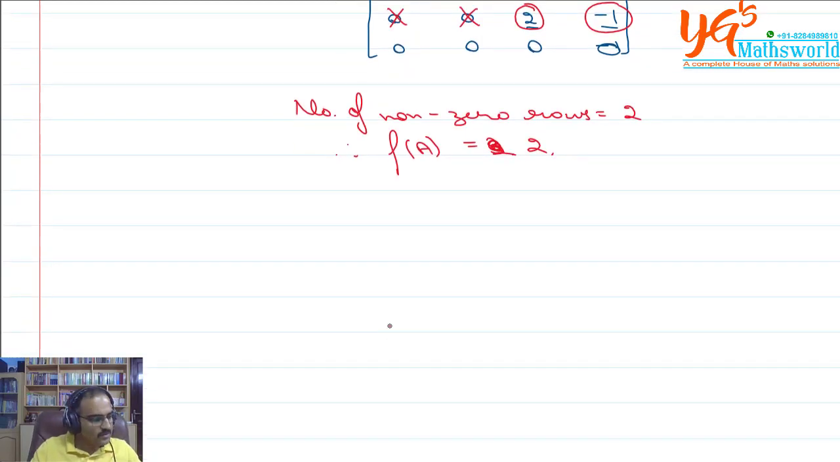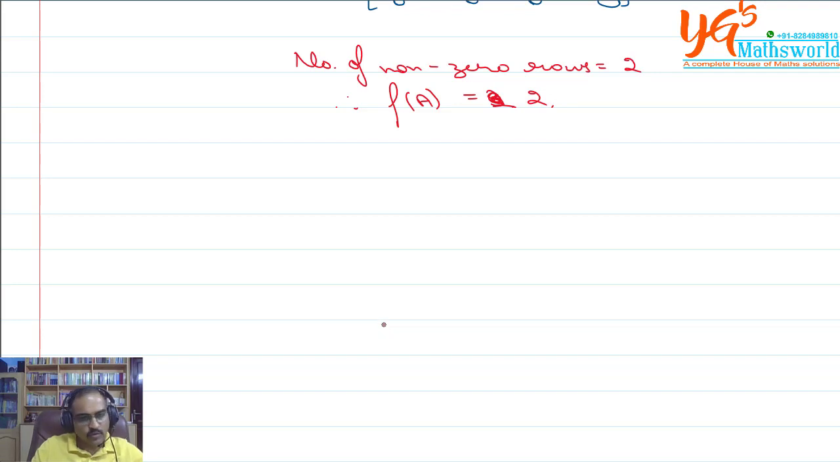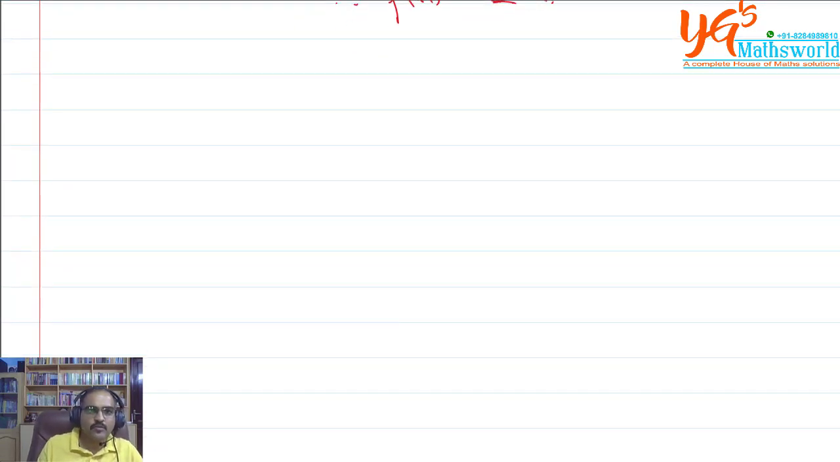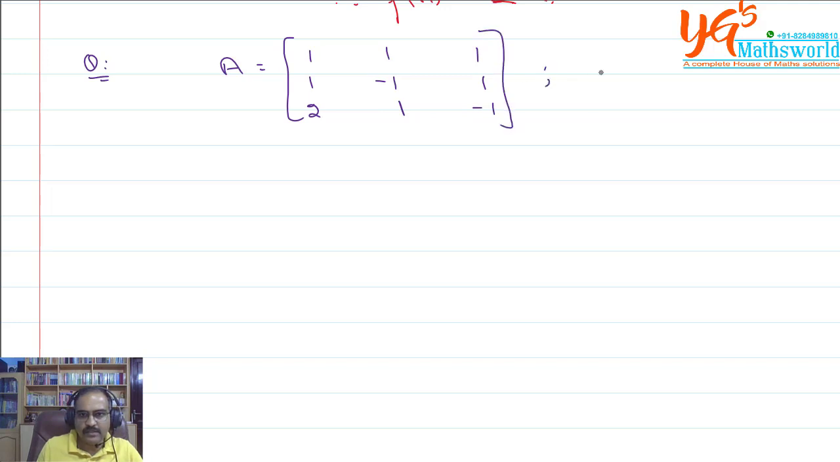Okay. So one more question, because we want to have a maximum number of practice. So now we have the matrix A. Here we have 1, 1, 1, 1, minus 1, 1, 2, 1 and minus 1, and we need to find the rank of A. Now the order of the matrix is 3 by 3, so that means rank of A is less than or equal to 3, because the minimum of 3, 3 is 3.